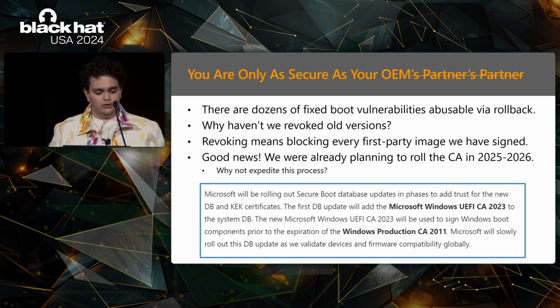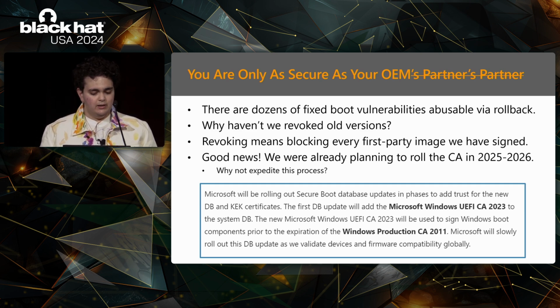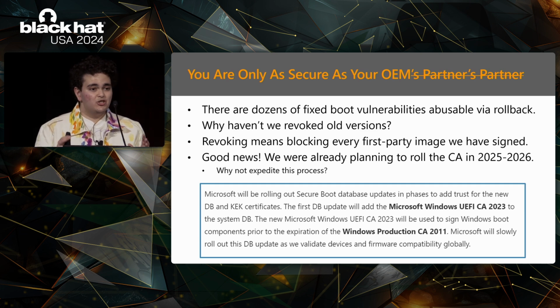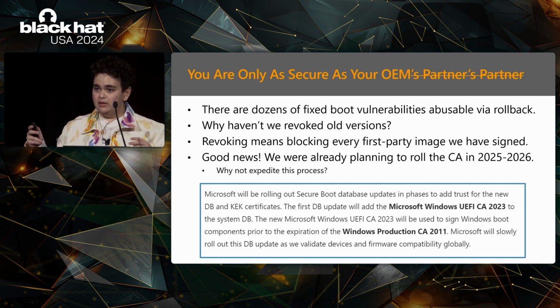And unfortunately, there are dozens of fixed boot vulnerabilities abusable by a rollback attack. That's what we were talking about with BlackLotus. So why haven't we revoked those old versions? Unfortunately, revoking means blocking every first-party image we've ever signed. Good news: we've actually been planning to revoke and roll the Windows CA in the 2025 and 2026 period.